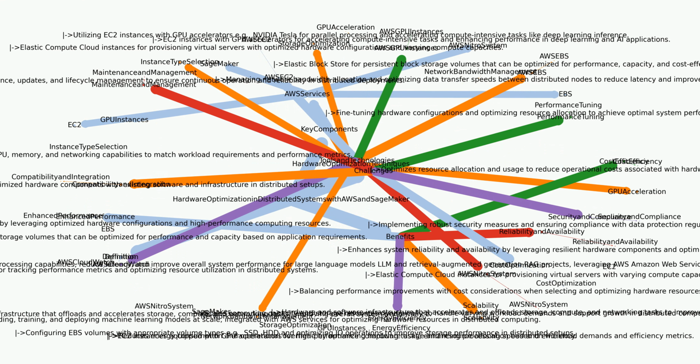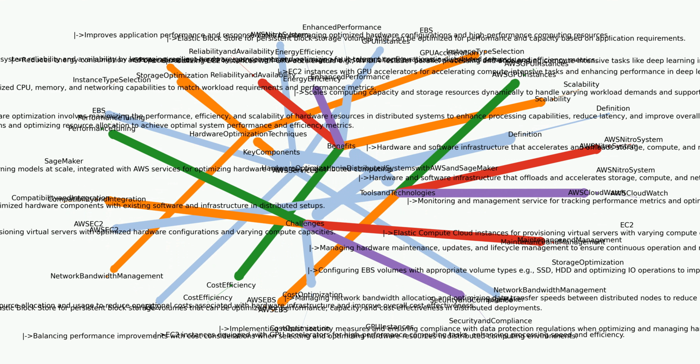Hardware optimization techniques. Instance type selection: choosing EC2 instance types with optimized CPU, memory, and networking capabilities to match workload requirements and performance metrics. Storage optimization: configuring EBS volumes with appropriate volume types, e.g., SSD, HDD, and optimizing I/O operations to improve storage performance in distributed setups.